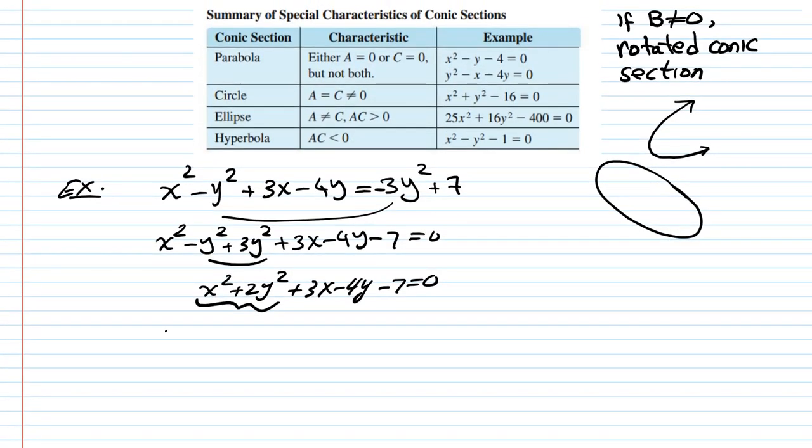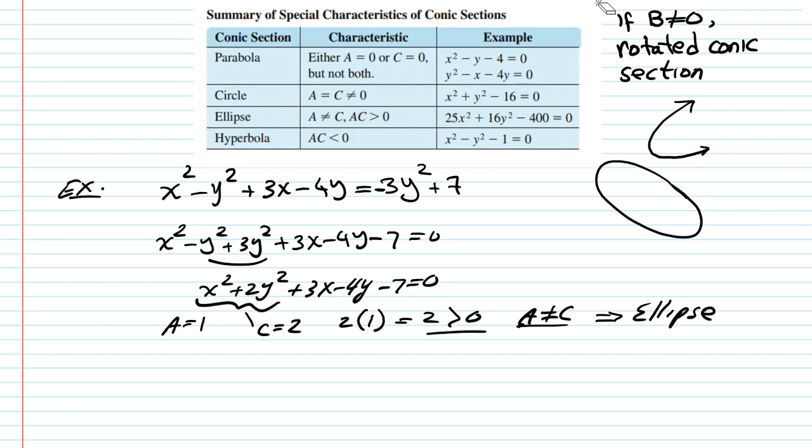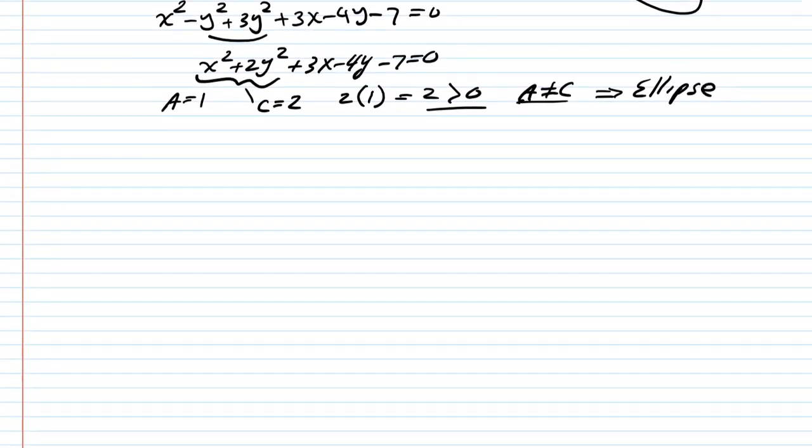And now I have, there you go. From this, I can identify that A is 1 and C is 2. The product 2 times 1 is 2, which is greater than 0. A and C are not the same, they're different, positive. That's exactly what an ellipse looks like. So this is an equation of an ellipse. You see that? Therefore, make sure we have it in standard form, all terms combined, and then we make the determination.